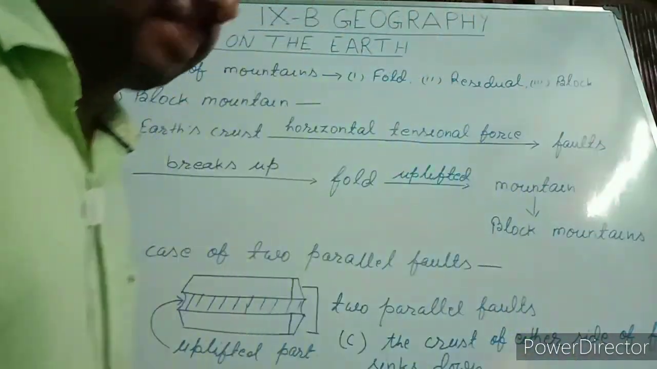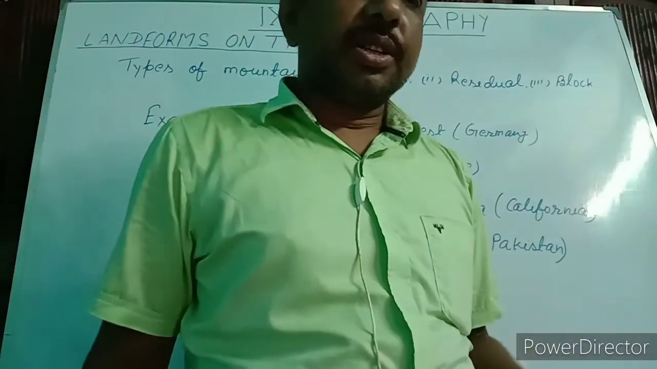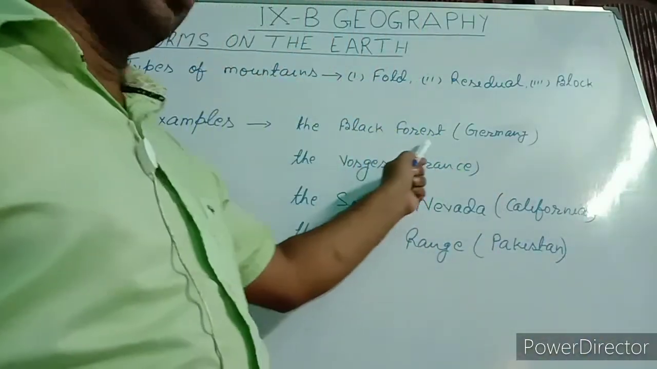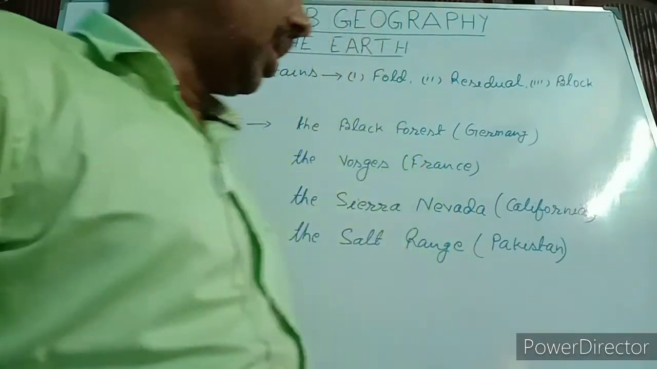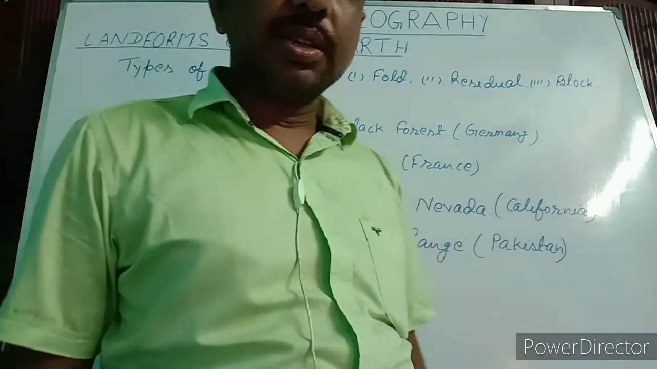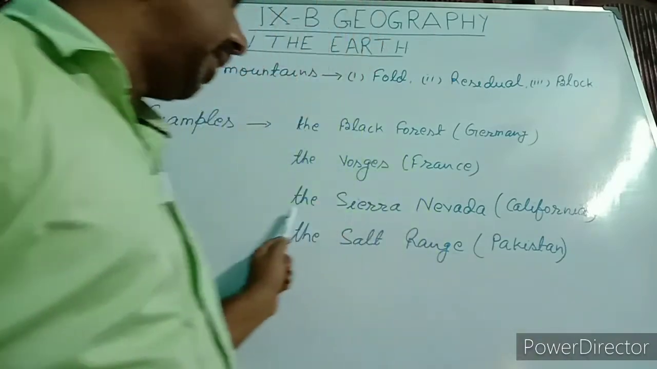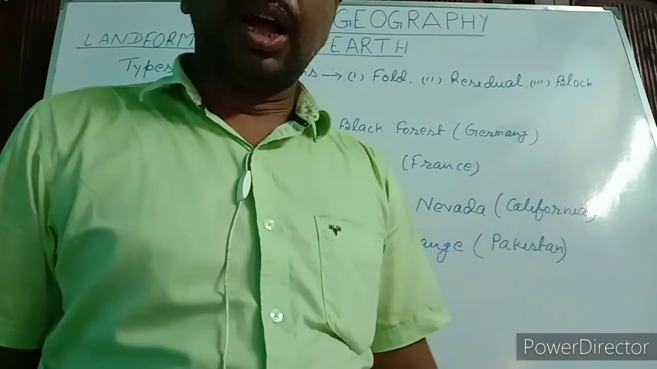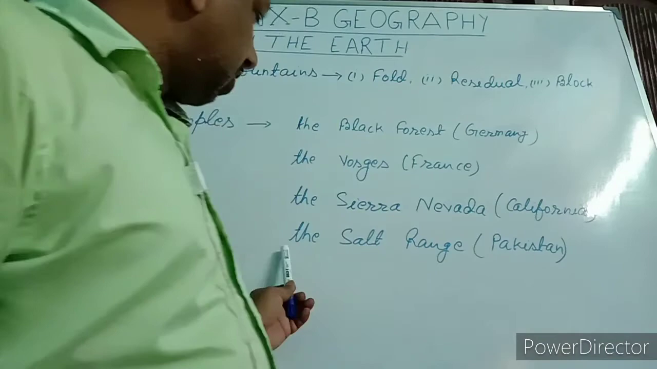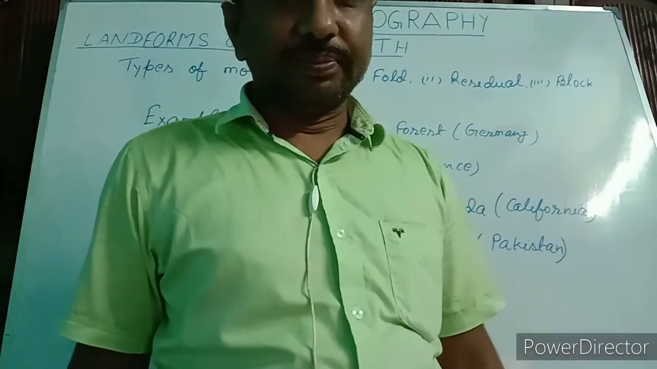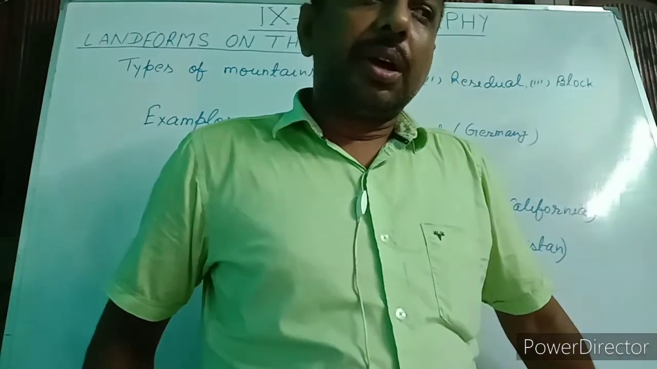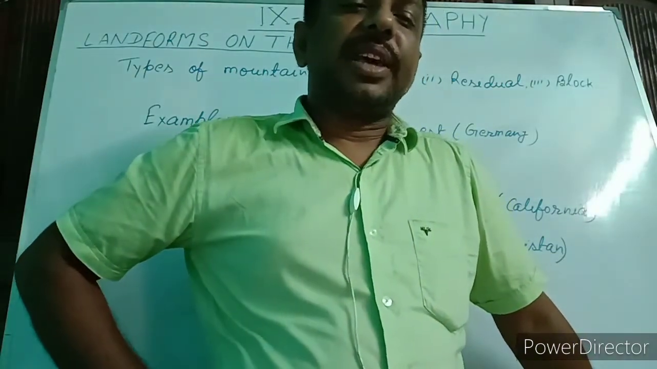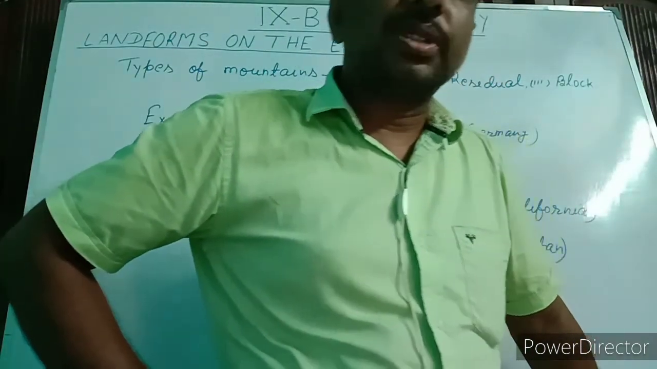Now, some examples. The first is the Black Forest in Germany. Second is the Vosges in France. Third is the Sierra Nevada in California. And the fourth is the Salt Range in Pakistan. I repeat, because these are facts you have to learn, and from this kind of section where there are facts, questions are asked.